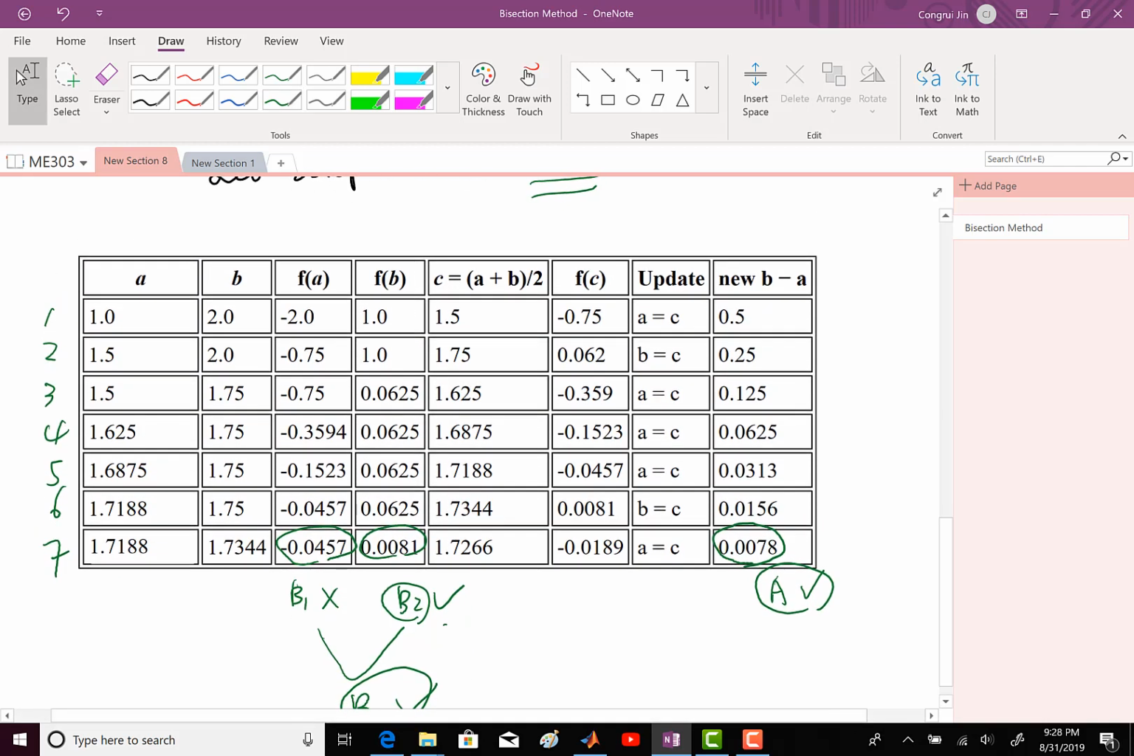Okay, so what's the root in the end? You can see that the absolute value of FB is smaller than the absolute value of FA, which means B is a better approximation for the root. Then we choose the value of B, 1.7344, as the root. Okay?